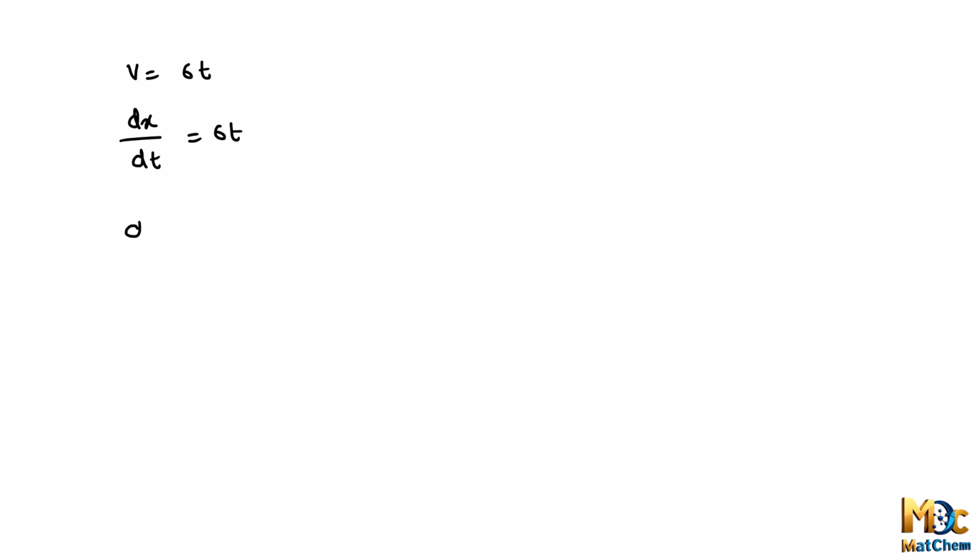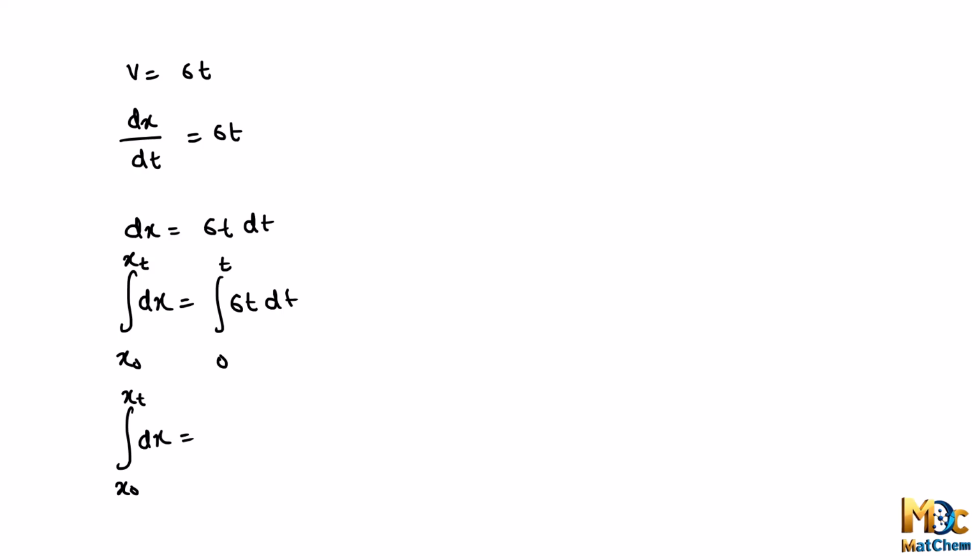If you cross multiply, you will get dx is equal to 6t into dt. If you integrate on both sides, integral dx is equal to integral 6t into dt. Position changes from initial position to final position. Time changes from 0 to t. So integral x naught to xt dx is equal to 6 is a constant, you can take it outside, integral of 0 to t, t dt.